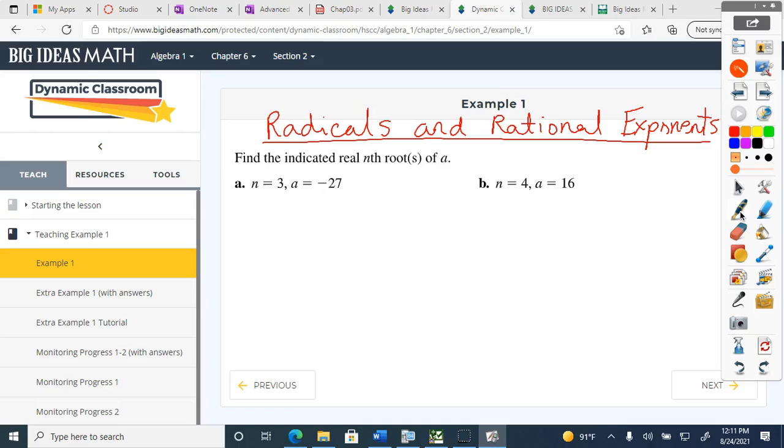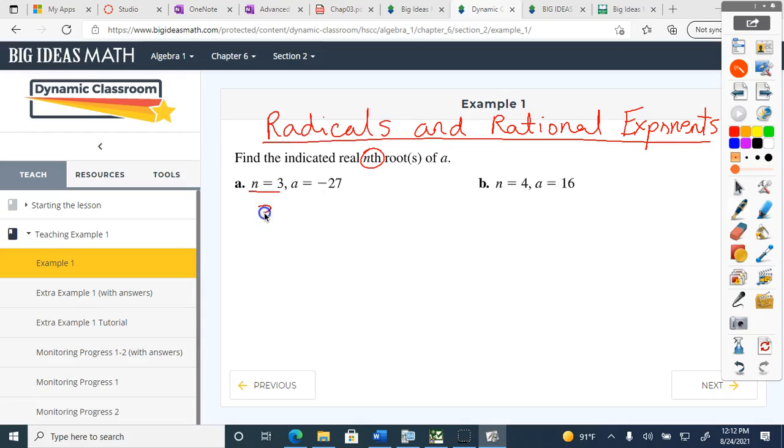This is example 1. Find the indicated real nth root of a. So the nth root, that sounds funny, okay? Well, that says nth root. It's not the ninth root. N is just representing some number. The problem will tell you what nth root they want. So in this one, what's n? 3. So they want the third root of negative 27.